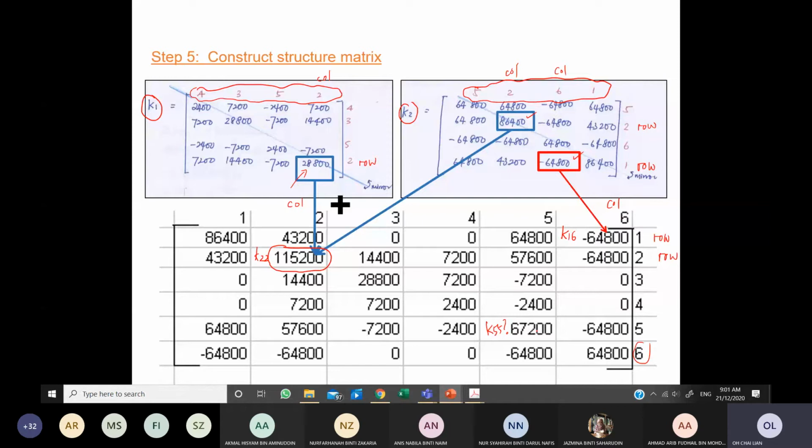Okay, so I would like to take a 5 minute break. Then we will continue to see what is the difference for the truss and frame analysis.